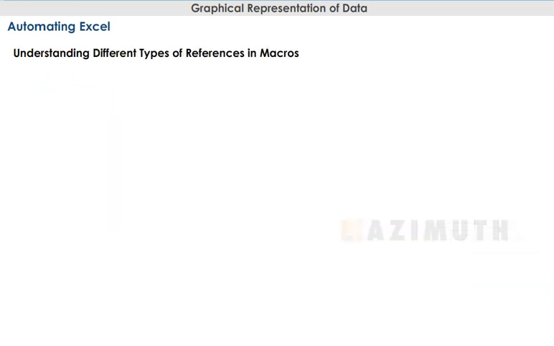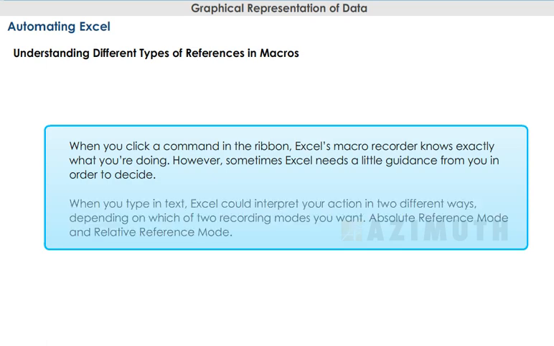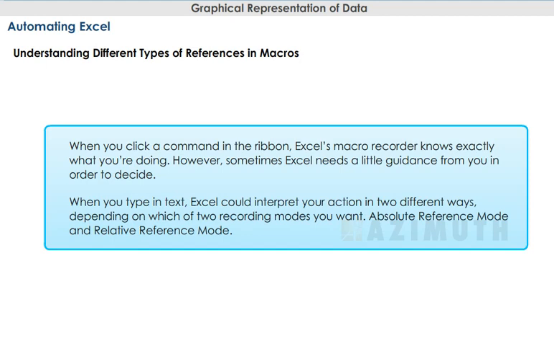Understanding different types of references in macros. Relative and absolute recording in macros. When you click a command in the ribbon, Excel's macro recorder knows exactly what you're doing. However, sometimes Excel needs a little guidance from you in order to decide. When you type in text, Excel could interpret your action in two different ways, depending on which of two recording modes you want: absolute reference mode and relative reference mode.